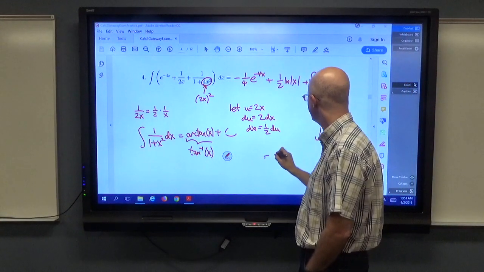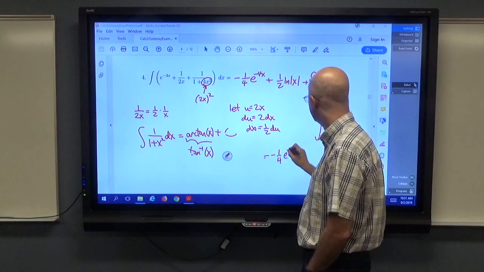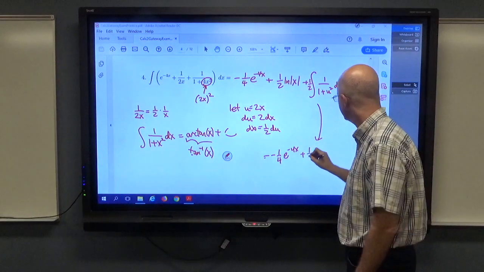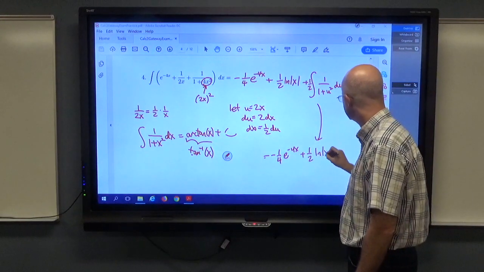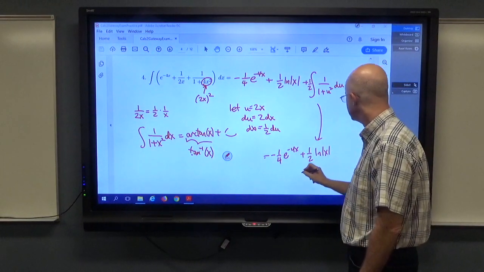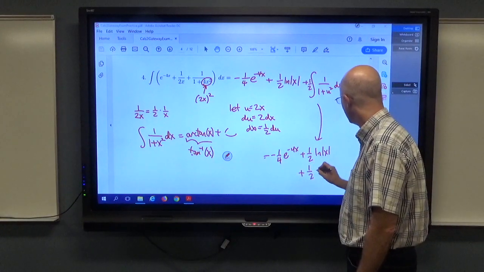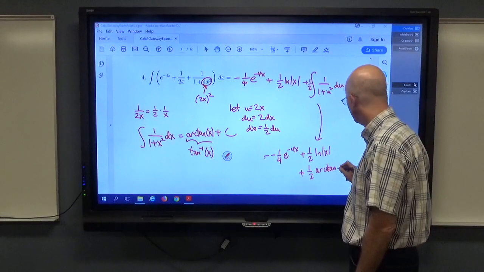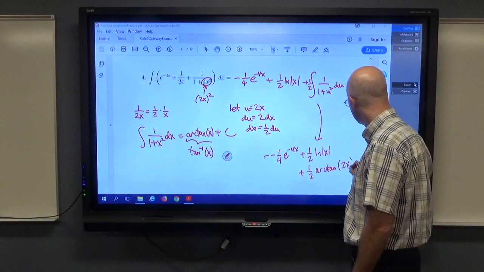So rewrite what I have up there. Negative 1/4 e to the negative 4x plus 1/2 natural log of the absolute value of x plus 1/2 arctangent of u, but I'll go ahead and replace u with 2x here, plus c.